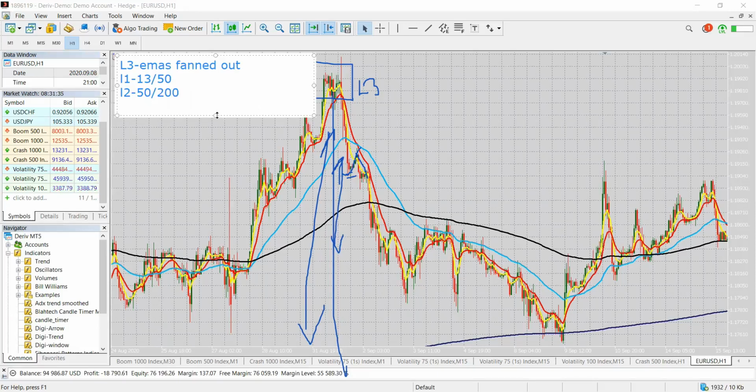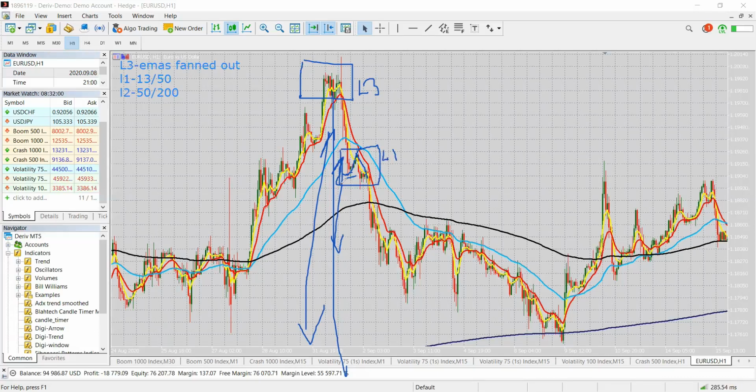So let me just identify this. We said EMA 13 and 50. Remember, the 13 is the red one, then the 50 is the sky blue one. So already I now know this is my L1. This is level one.